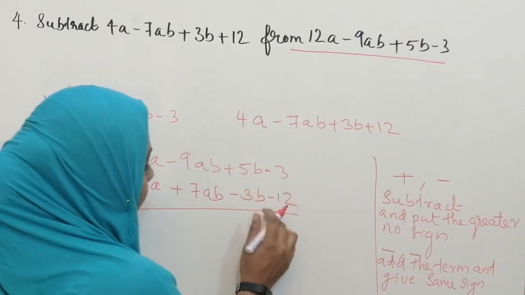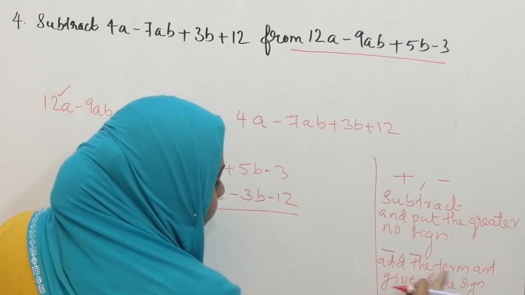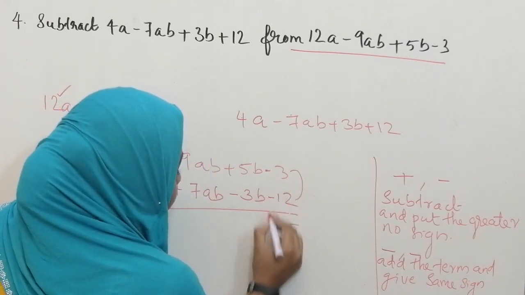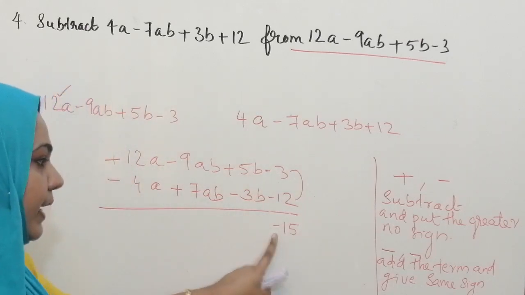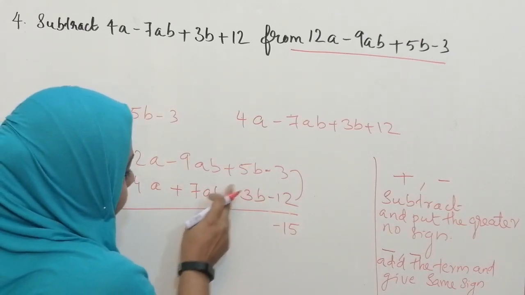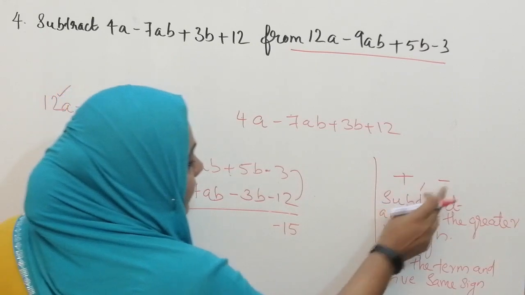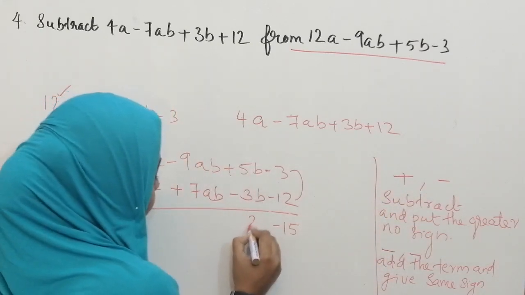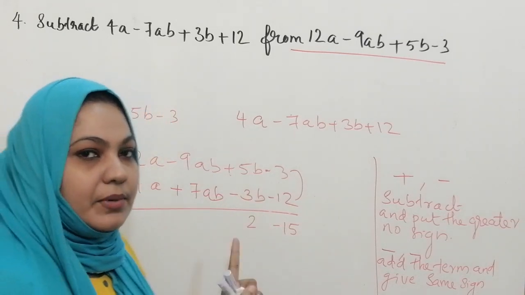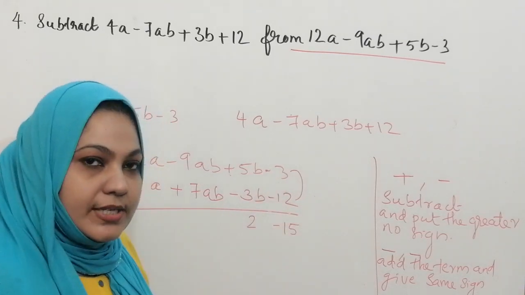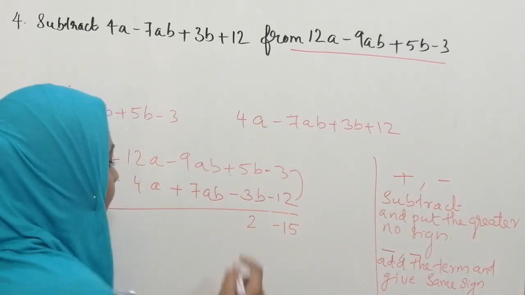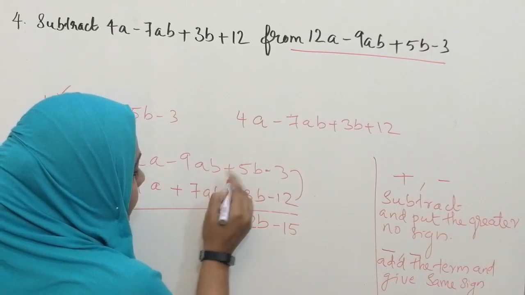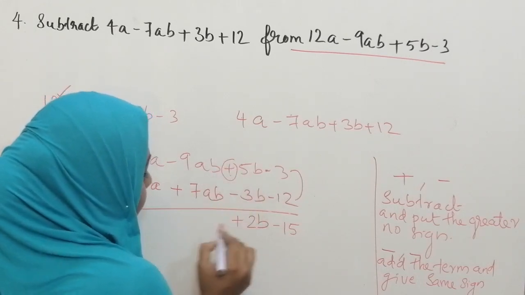So here minus and minus, what is the rule? Add the terms and give the same sign. So 3 plus 12, 15, and the sign is minus. Next you can see different signs. Different sign means subtract and put the greater number sign. So 5 minus 3, 2. For addition and subtraction, variables will not change. The same variable you can write down. So 2b. What is the greater number here, 5 or 3? 5. So you write the sign of 5, that is plus.